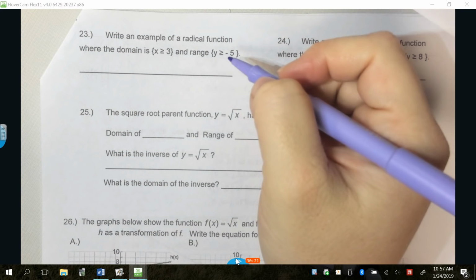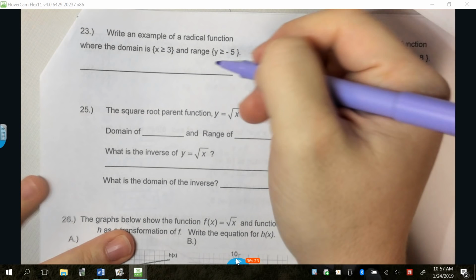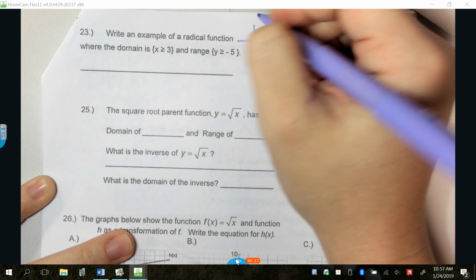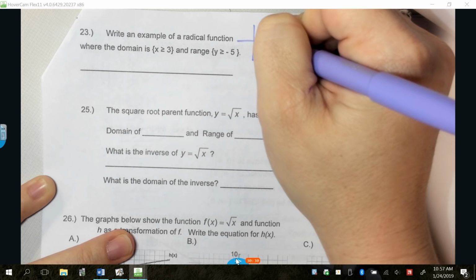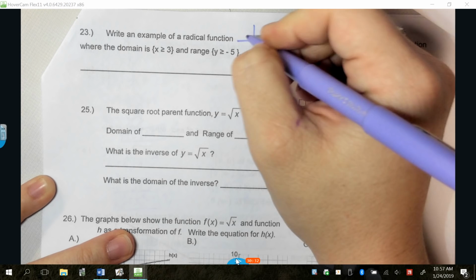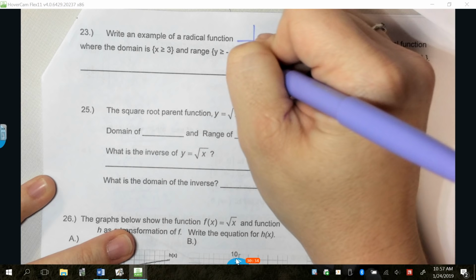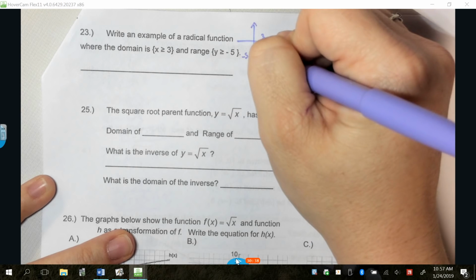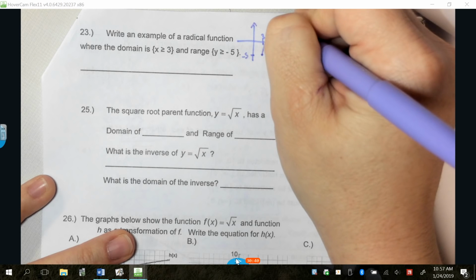Okay, write an example of a radical function where the domain is x is greater than 3 and range is y is greater than or equal to -5. So I like to draw pictures. Here's 3. If it's greater, it's going to the right. And y is -5, so we'll say this is -5, and it's greater. Y is greater, so it's going up. So this is where it starts, and it goes up and right.